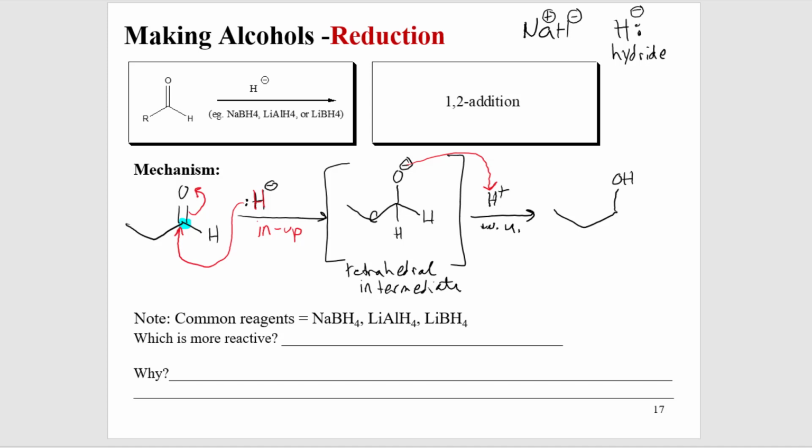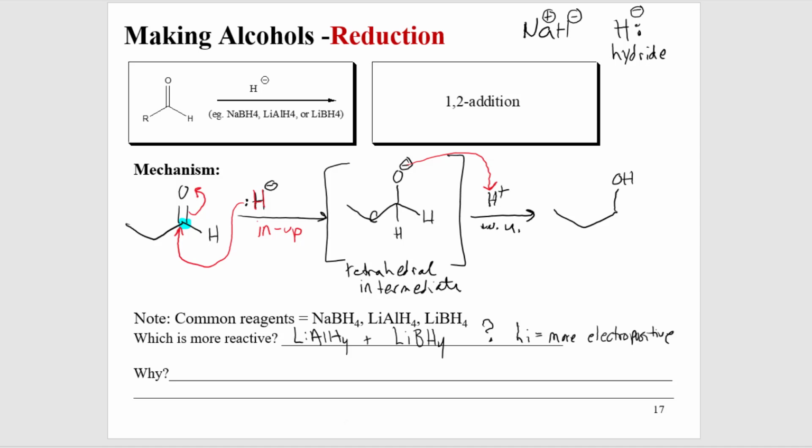Okay, so how do we get H-? Well, we can purchase reagents like sodium borohydride or lithium aluminum hydride or lithium borohydride. Of these reagents, the hydrides are the most reactive when their counter ion is lithium. So the lithium aluminum hydride and the lithium borohydride are more reactive. Why? Because lithium is more electropositive. If the lithium's more electropositive, it empowers the hydrogen to be more negative.